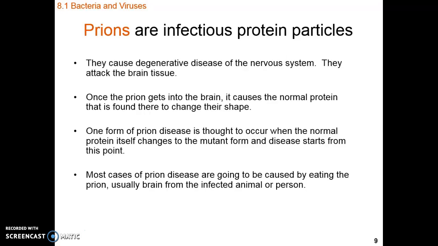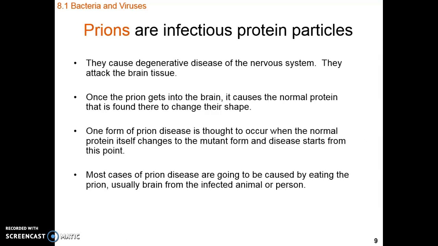Prions are interesting. They are infectious protein particles. They're not alive. They are simply protein. They don't have nucleic acid. It's just a protein. And these infectious particles cause damage within the brain. All right, the prion gets into the brain, causes the normal protein that is found in the brain to change their shape, and then all of those proteins eventually lose their shape. And if you remember from earlier, shape is important for proteins.